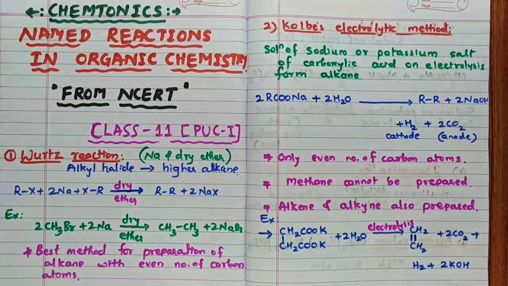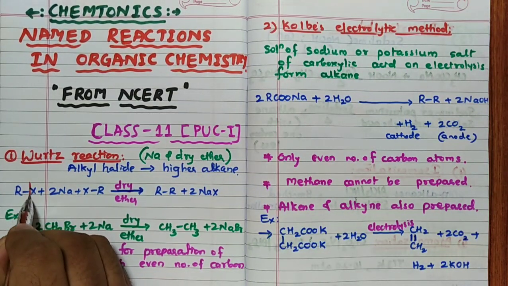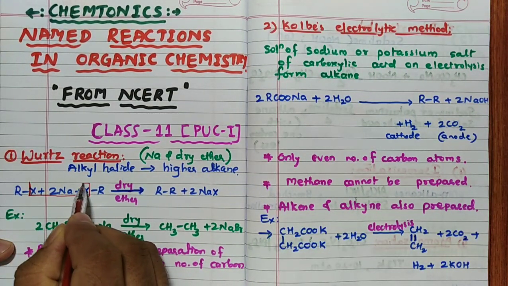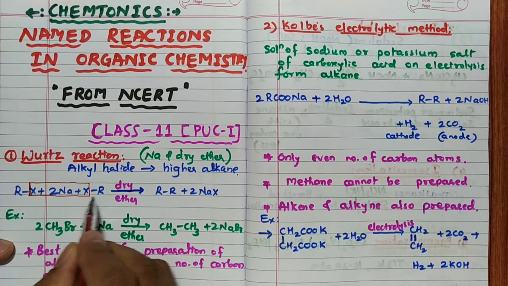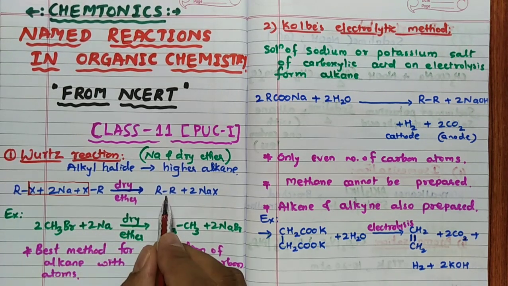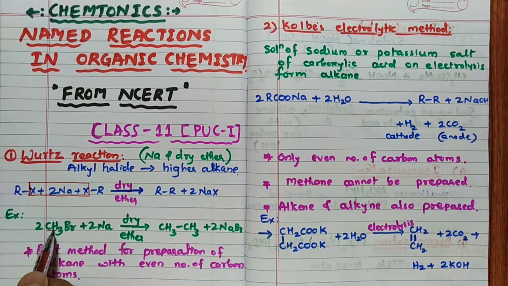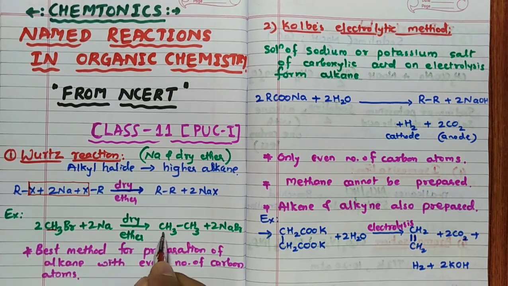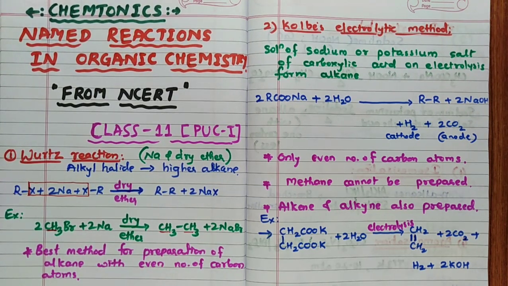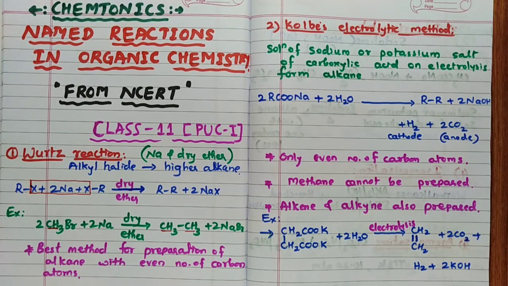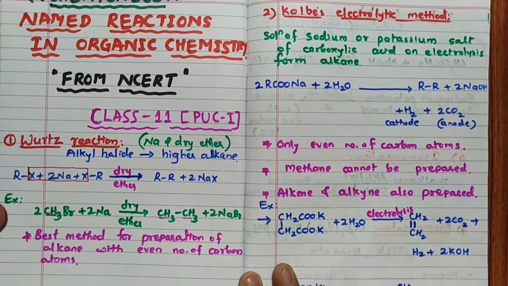So how does this reaction take place? Very simple. X and 2Na you have to remove like this, so that R and R make a direct bond. So R-R, that is nothing but alkane, is formed. For example, I have taken 2 CH3X here, and in the product you can see CH3-CH3. So 2NaBr is formed. Very important is dry ether, remember that. It is the best method for the preparation of alkanes.